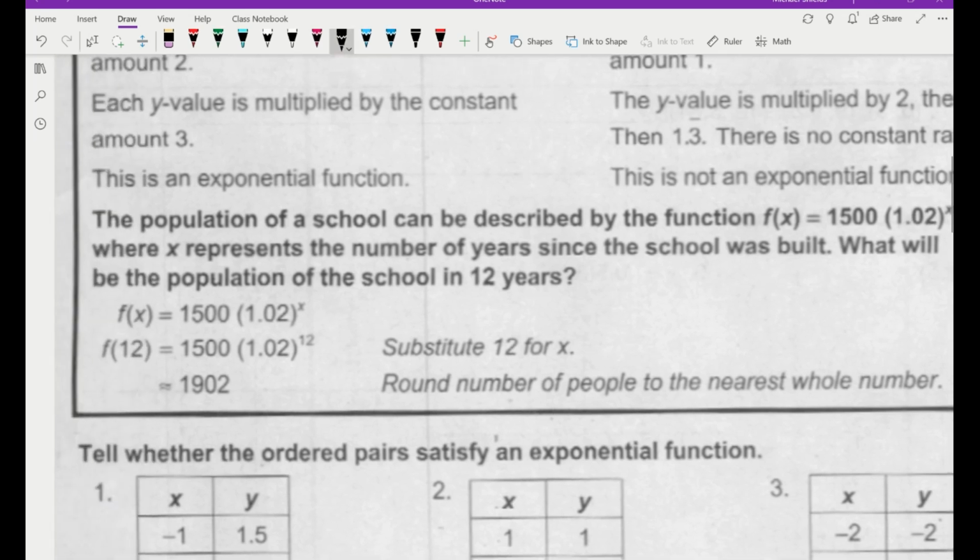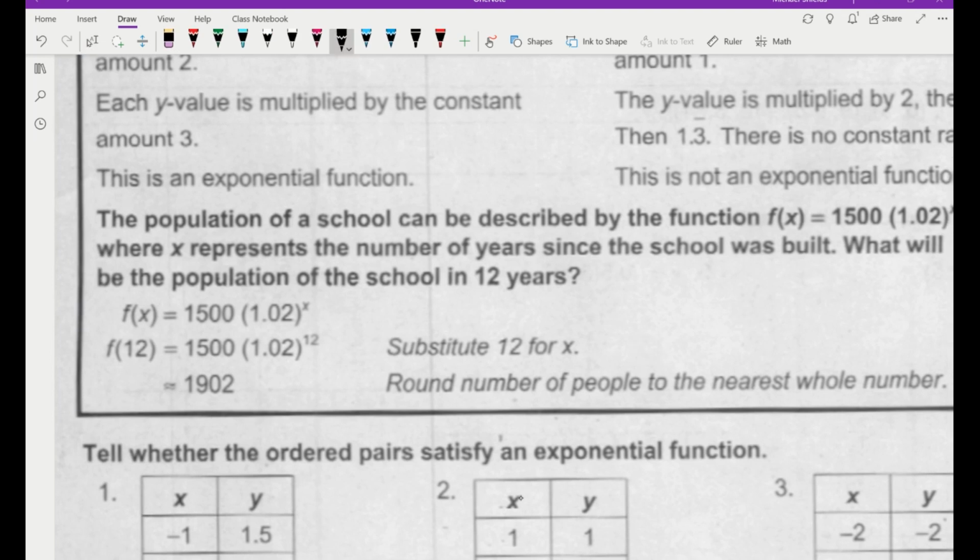And what is the population in 12 years? Here we're just plugging in the x value of 12, and we enter that in a calculator. They got about 1,902. These are people, so we can't have decimals.